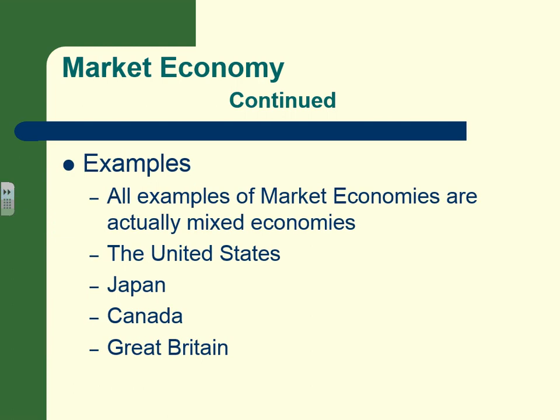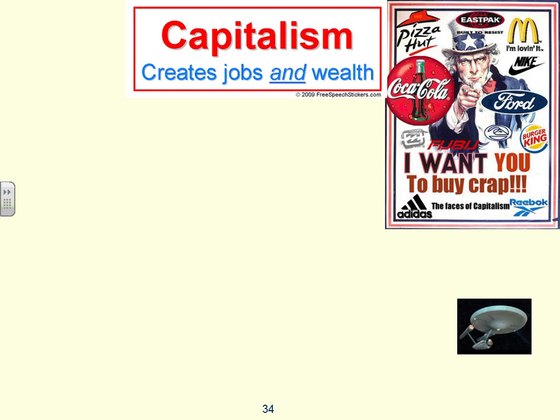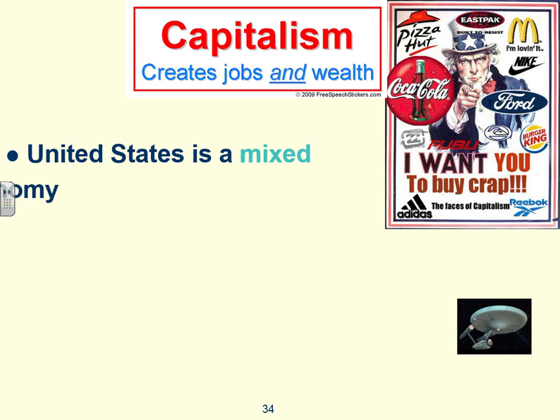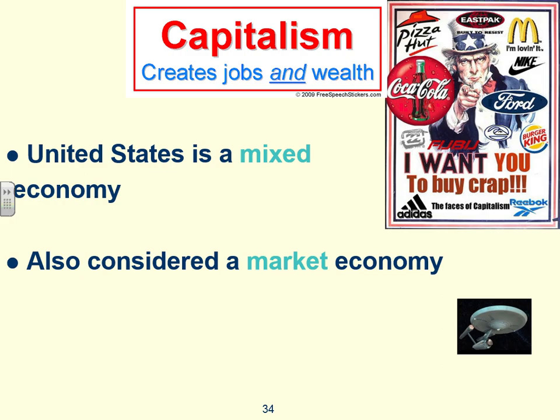Okay, so you don't have to look very hard to find examples of a market economy, with just a handful of communist countries operating. It's just about everybody else. Often, we're asked to label our economy. Well, the United States has a mixed economy, just like every country does. It's a mixture between command and market. But we are also considered a market economy, so that makes us a mixed market economy.